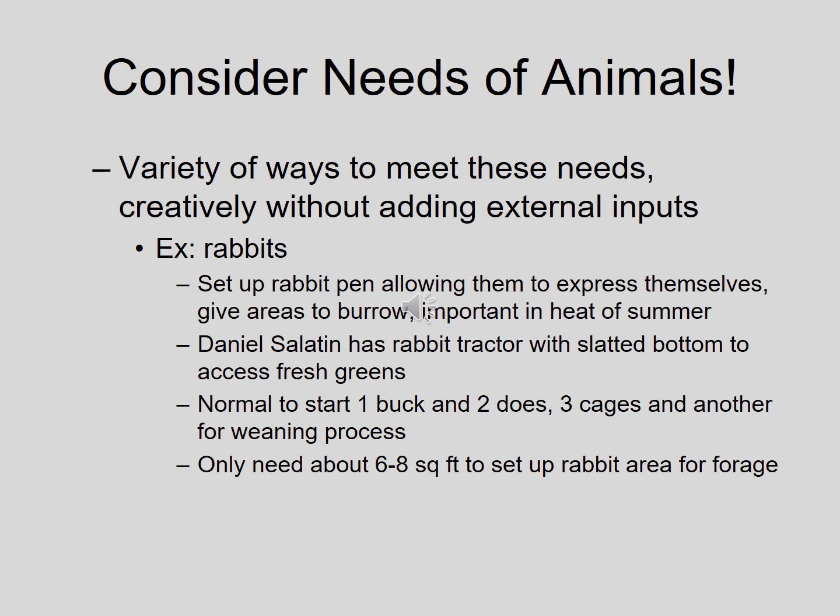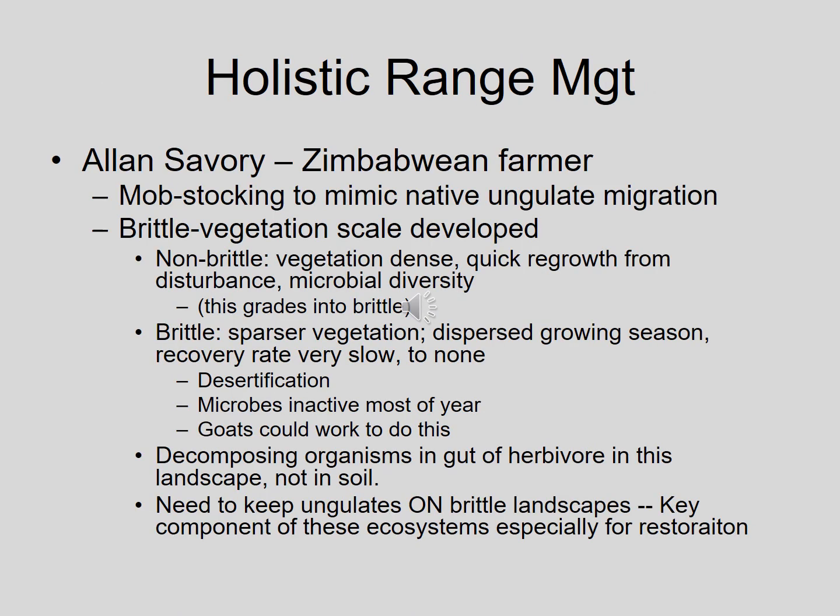Daniel Salatin has this rabbit tractor that moves them along. It has a slatted bottom. Although they can't dig into the ground, they can access the fresh greens that are growing in a pasture. And normally he would start with 1 buck and 2 does as a ratio and 3 different cages, and they need about 6 to 8 square feet to set that whole area up for a rabbit tractor and for forage.